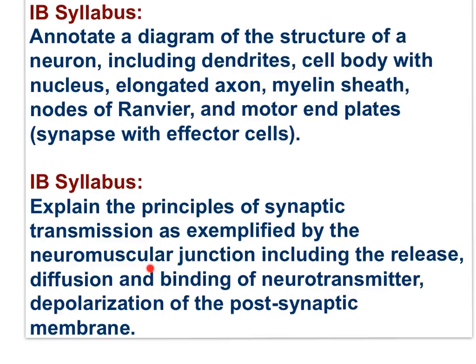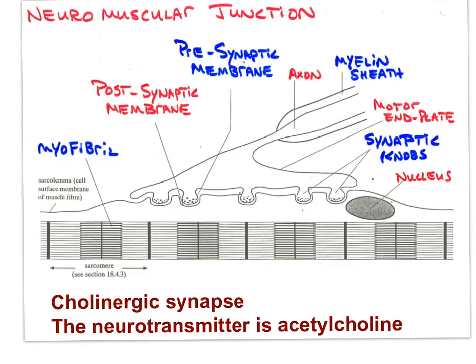In the neuromuscular junction, the postsynaptic membrane is the membrane of a muscle cell. Here is a neuromuscular junction. We have the neuron here, and we have the muscle cell here. The muscle cell is exemplified by these proteinaceous myofibrils, and the term sarcomere is used here.